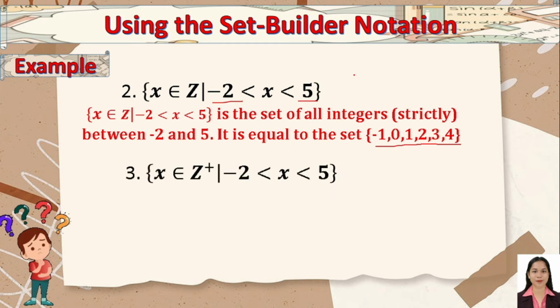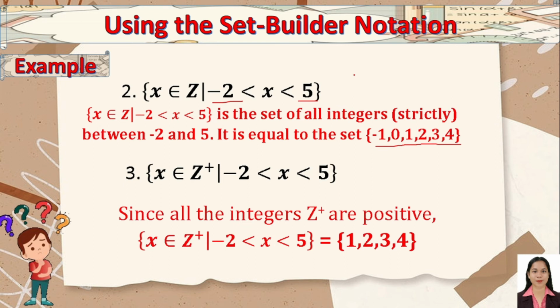Next is X is an element of Z plus such that X is greater than -2 but less than 5. Okay, so dito naman magpo-focus tayo sa positive numbers. So we have here the positive numbers 1, 2, 3, 4. Okay, so since all the integers in Z plus are positive, then X is an element of Z plus. So, we have here 1, 2, 3, 4.